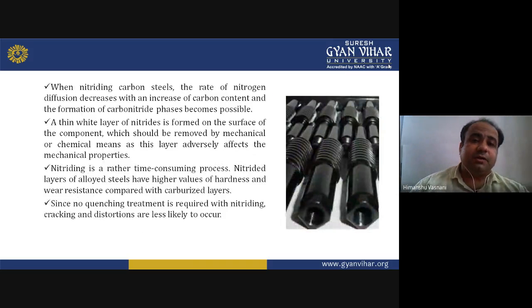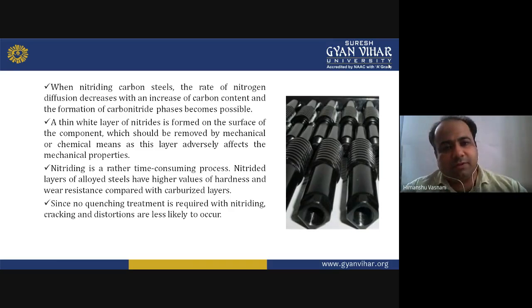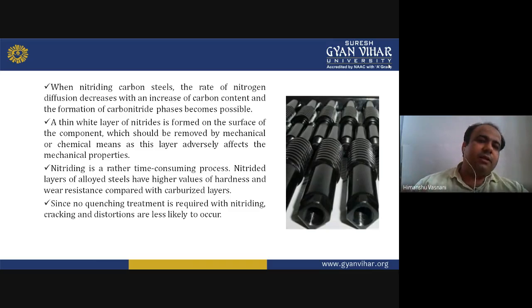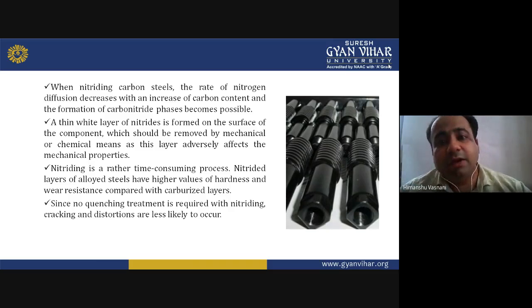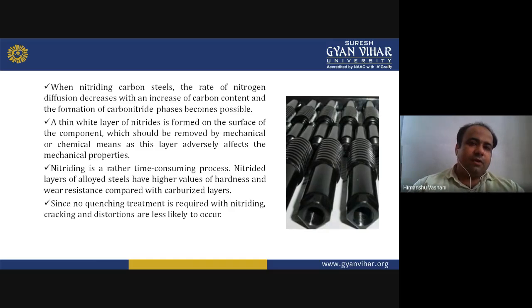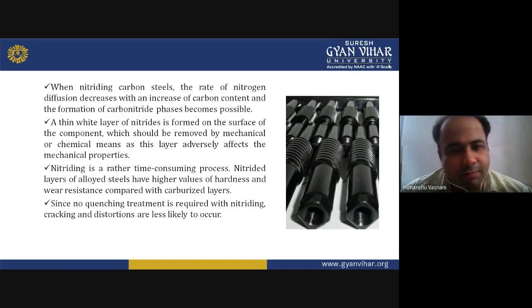Now, when nitriding carbon steel, the rate of nitrogen diffusion decreases with an increase of carbon content, and the formation of carbon nitride phase becomes possible. So, as you can see, a thin white layer of nitride is formed on the surface of the component, which should be removed by mechanical or chemical means, as this layer adversely affects the mechanical properties.